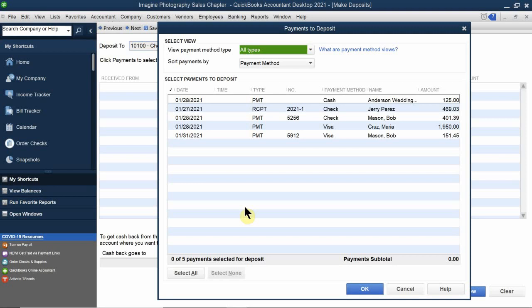Now, rule of thumb here is you always want to record your checks and your cash together. Anything that is a credit card, electronic funds transfer, any of those other forms of payment must be done separately, and there's a reason why. Cash and checks, when you deposit the money into your bank, it's straightforward. It goes in exactly how much you counted, because with cash, you can't charge your customers extra money because they decided to pay you in cash.